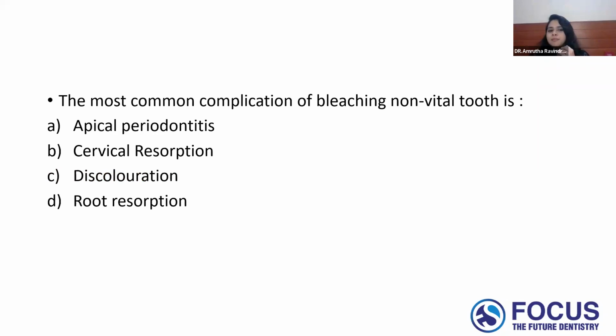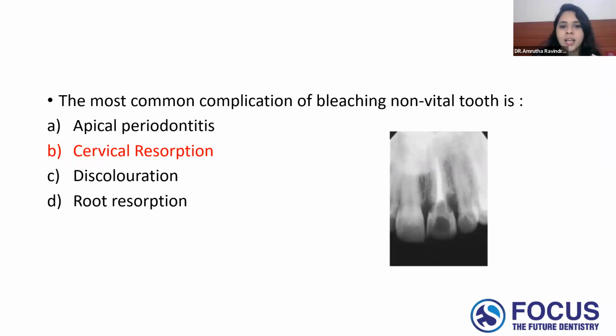I have mentioned this in the notes. So the most common complication of bleaching a non-vital tooth is: A, apical periodontitis; B, cervical resorption; C, discoloration; and D, root resorption. Yes, all are right. Very good. Cervical resorption is the answer. So the most common complication of non-vital bleaching is definitely cervical resorption.